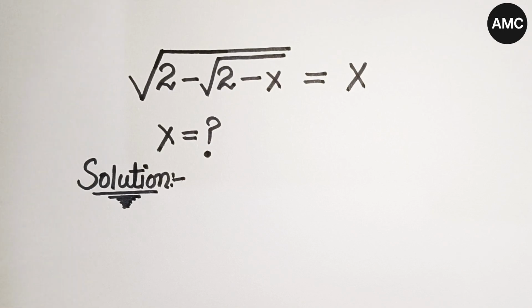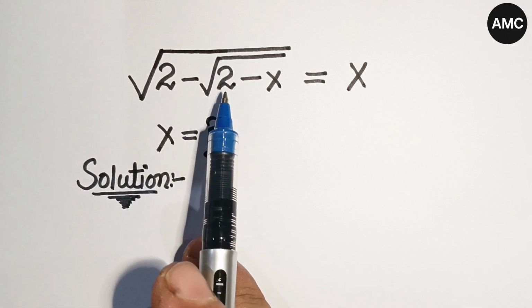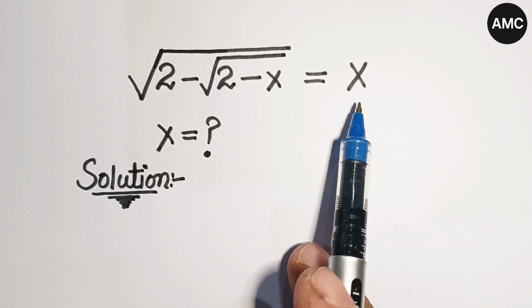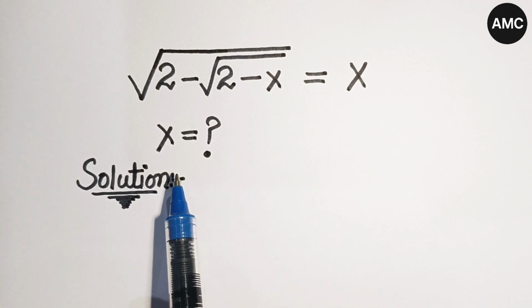Today we have a nice Olympiad problem: the square root of 2 minus the square root of 2 minus x is equal to x. Here we have to find the value of x.